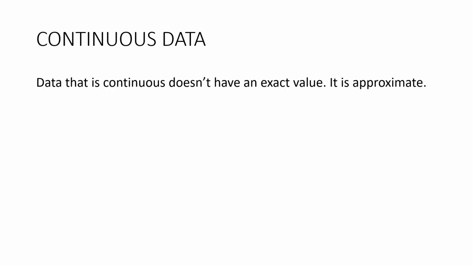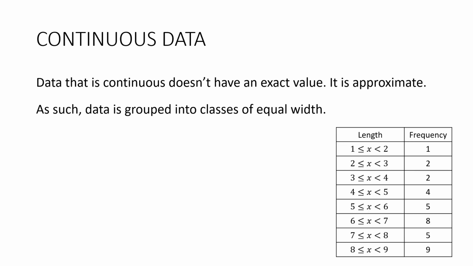And finally, continuous data. Data that's continuous doesn't have an exact value. It has been approximated. So we should group the data into classes of equal width, like here. So suppose this is the length of fish that were caught. We have a group between 1 and 2 centimeters, another group between 2 and 3, and then between 3 and 4, all the way up to between 8 and 9.